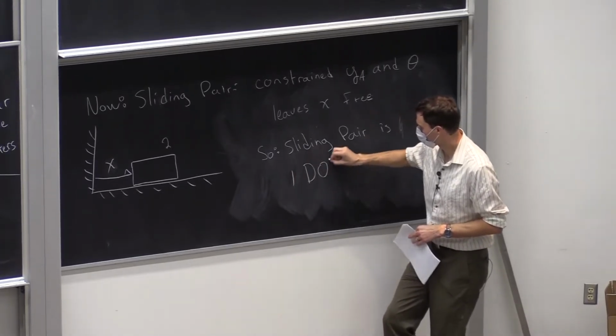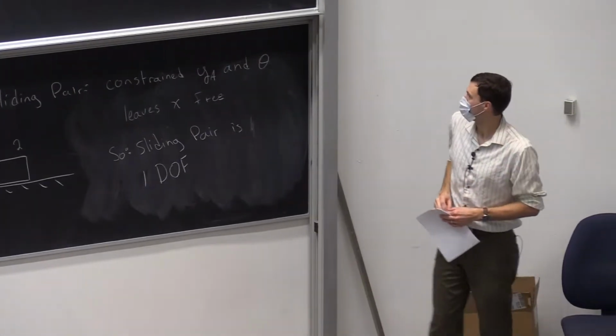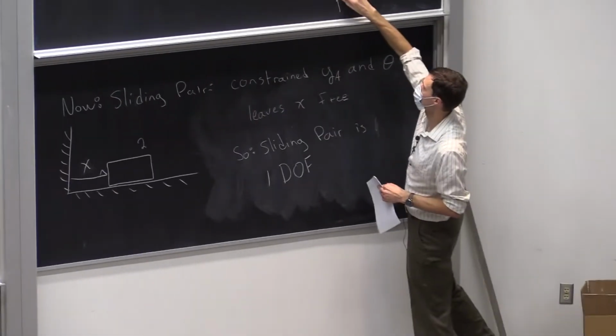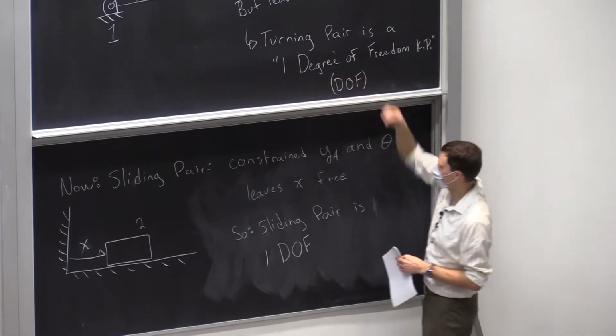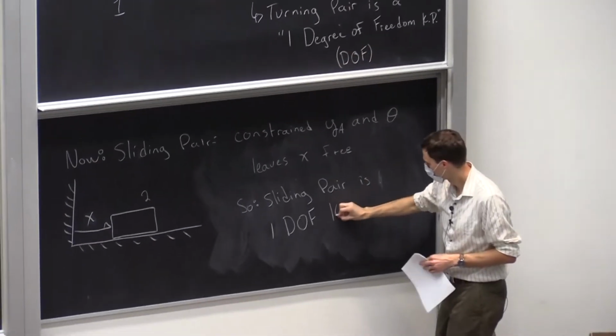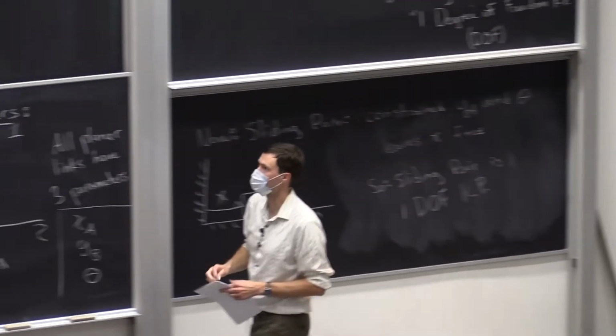In degree of freedom, we're also often going to write DOF. That'll come up a lot in the course. DOF for degree of freedom. So sliding pair is another example of a 1 degree of freedom kinematic pair.